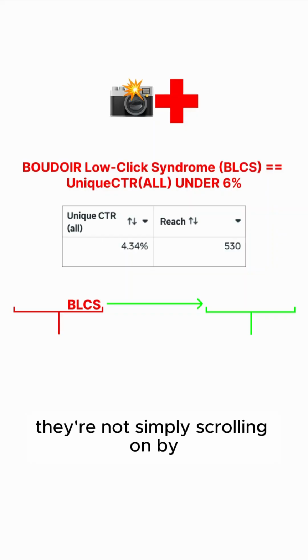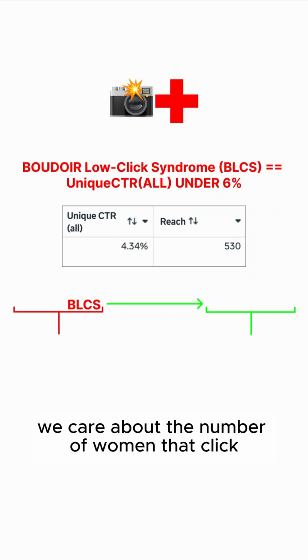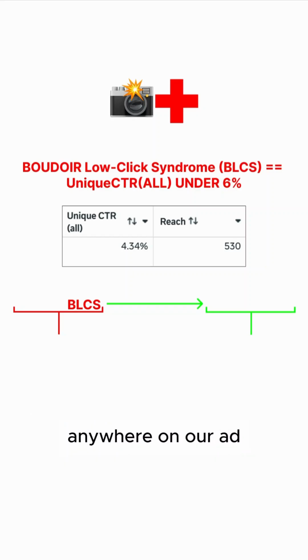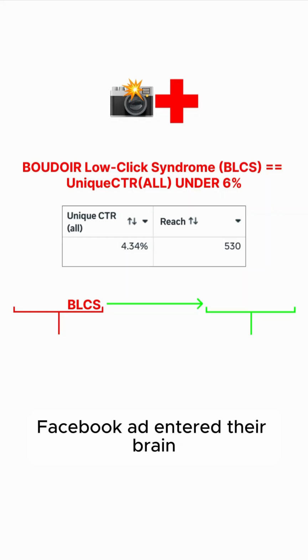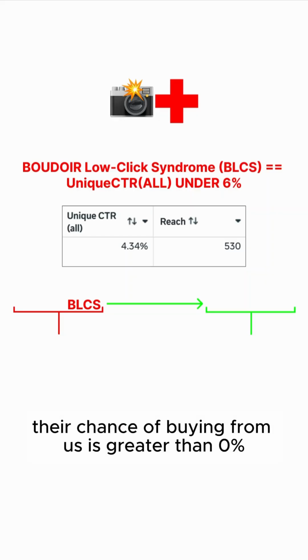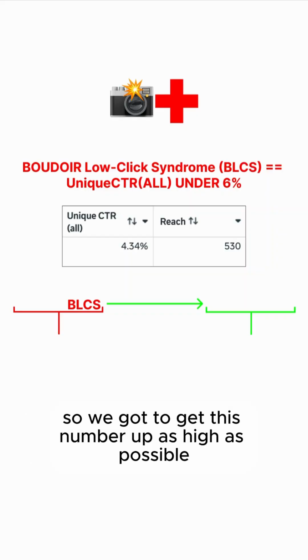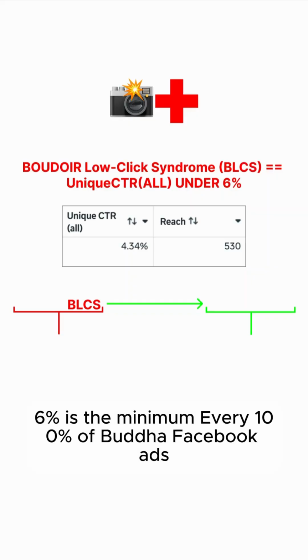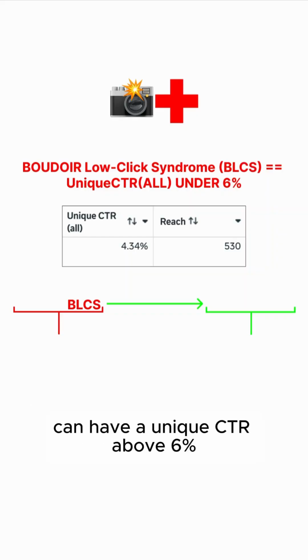aka they're not simply scrolling on by. We care about the number of women that click anywhere on our ad because then we know our Boudoir Facebook ad entered their brain, and that's the only time their chance of buying from us is greater than 0%. So we gotta get this number up as high as possible. 6% is the minimum. 100% of Boudoir Facebook ads can have a unique CTR above 6%.